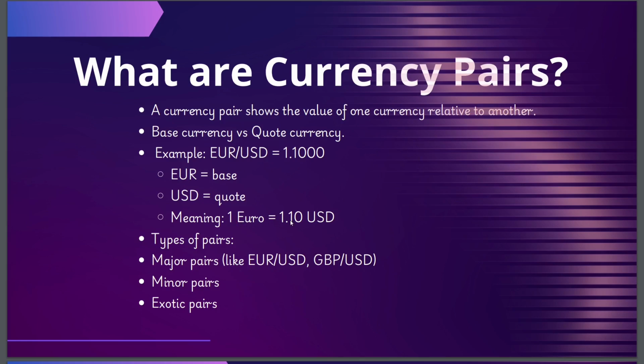Whenever you see this particular price on your terminal, it simply means 1 euro. Even though 1 euro is not displayed here, 1 euro is equivalent to 1.10 USD as per the current price on this slide. There are different types of pairs. We have major pairs, like EUR/USD and GBP/USD. We have minor pairs, which are not that volatile, and exotic pairs as well.